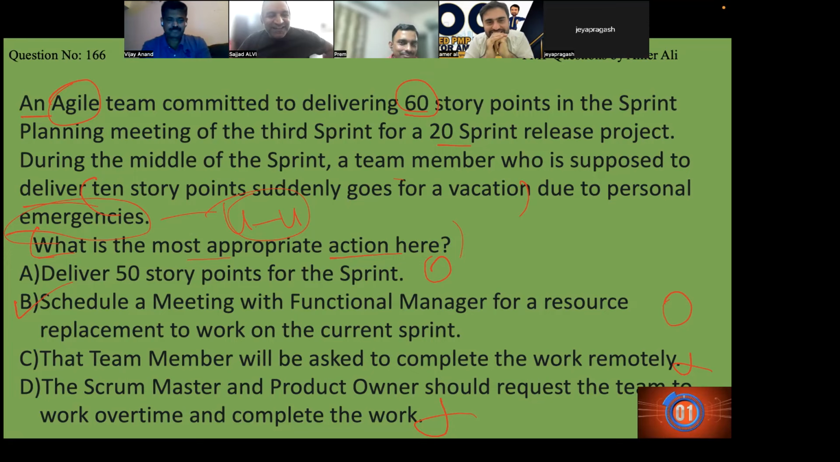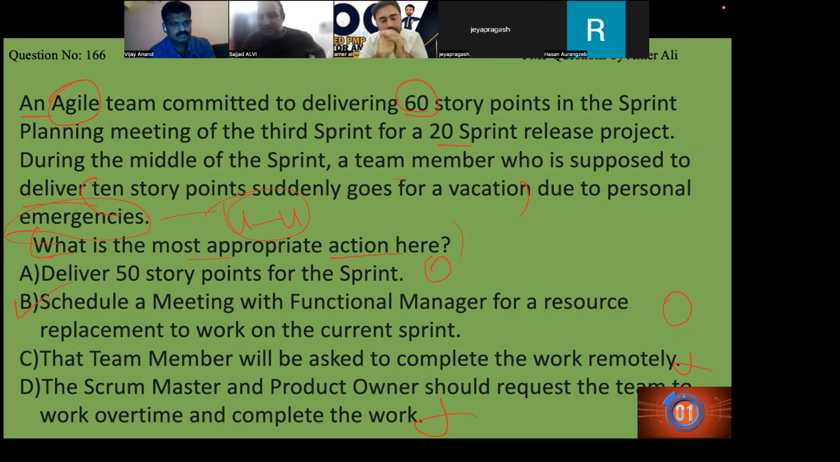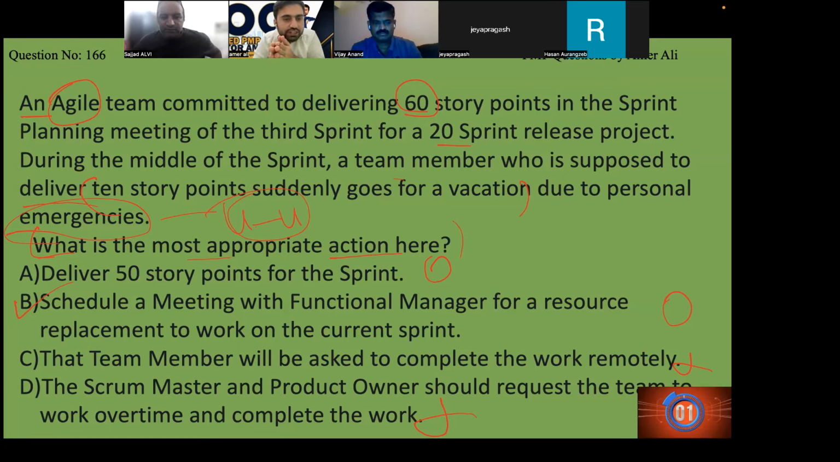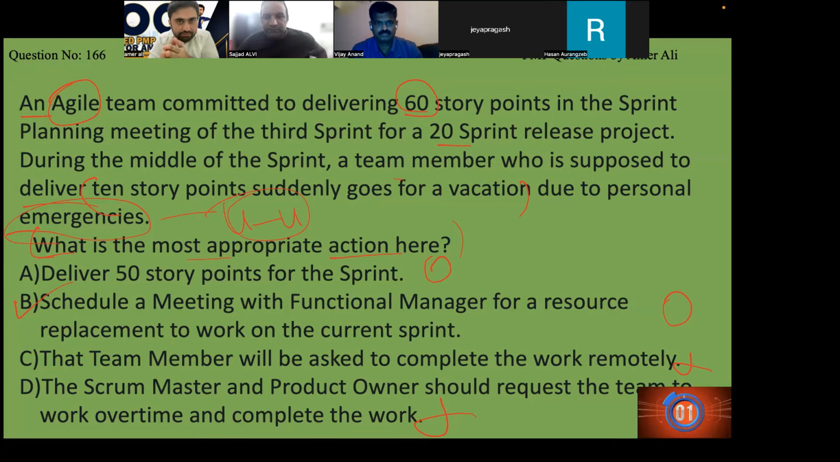Yes. So for delivering 50 story points, normally we say that the team has the authority to decide how many story points they can agree to. They are the authority. Beautiful question. I totally agree with that. Who decided 60 story points? The team decided, right? The team agreed because of what they can do. Now, we don't know whether those 10 story points can make or break the project, or even make the sprint goal obsolete. We don't know. Anything can be there.